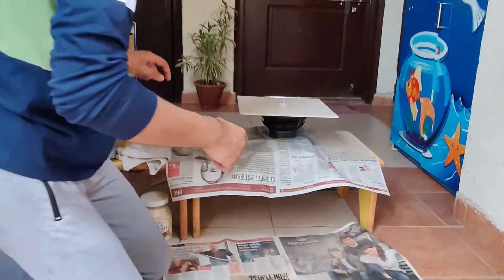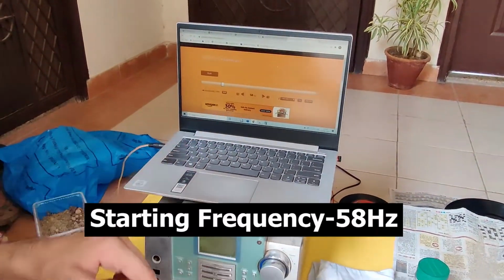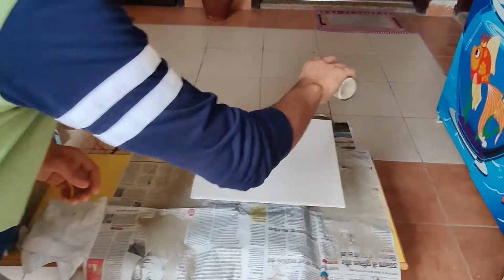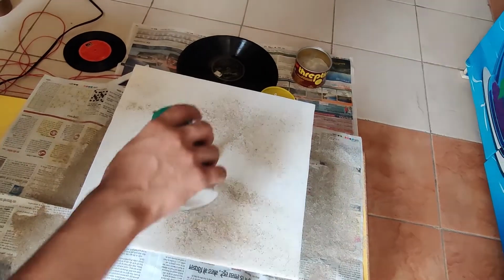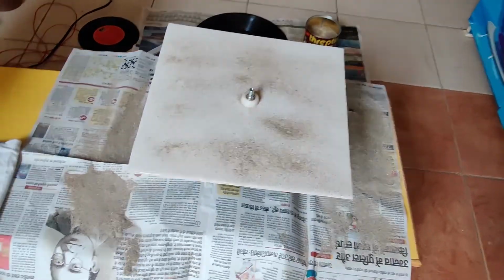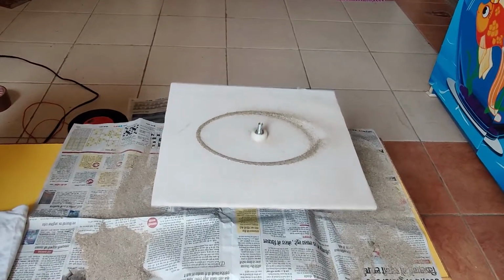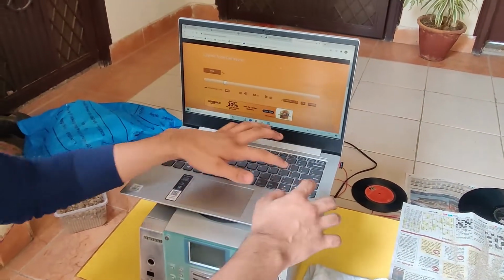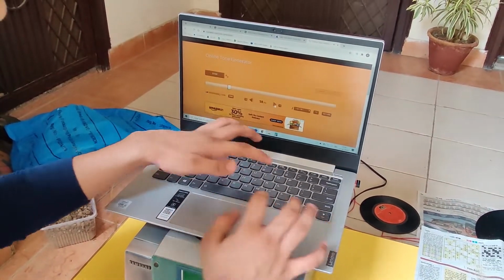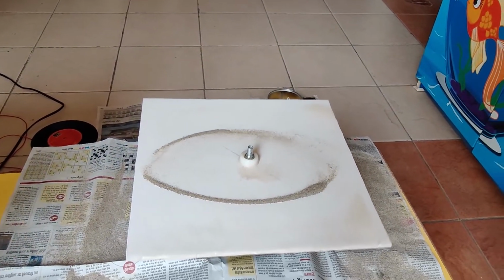So now let's see the demonstration of this experiment. Here I'll start running a tone of a frequency of 58 Hz, and first I'll sprinkle some sand over here. The sand is spread equally, and now I'll turn on the volume, and as you can see it forms interesting patterns. Now I'll increase the frequency from the laptop. Here it's 58 Hz. Now I'm going to increase it, and as you can see the pattern on the foam board changes.